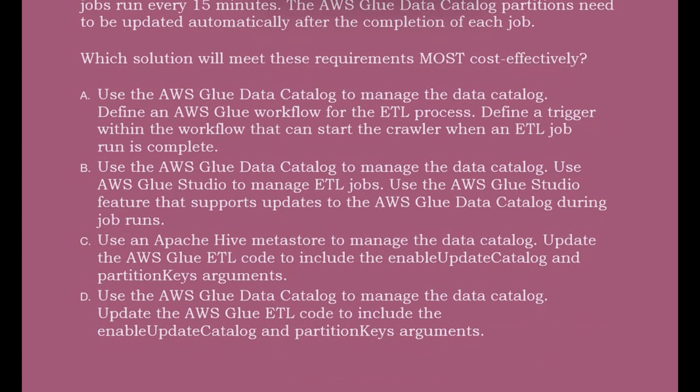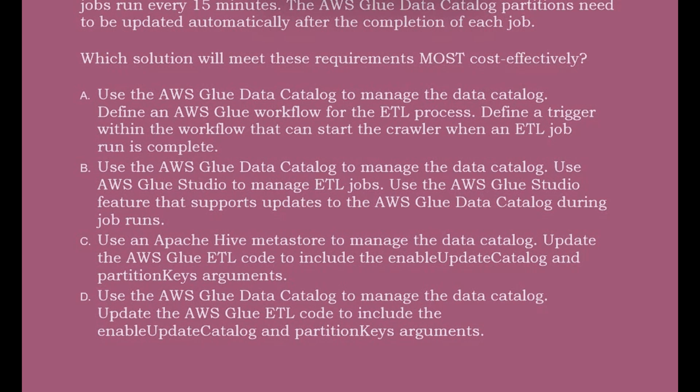Option A, use the AWS Glue Data Catalog to manage the data catalog. Define an AWS Glue workflow for the ETL process. Define a trigger within the workflow that can start the crawler when an ETL job run is complete. Option B. Use the AWS Glue Data Catalog to manage the data catalog. Use AWS Glue Studio to manage ETL jobs. Use the AWS Glue Studio feature that supports updates to the AWS Glue Data Catalog during job runs.